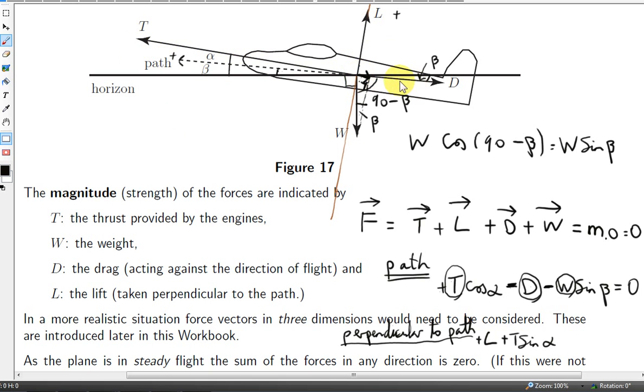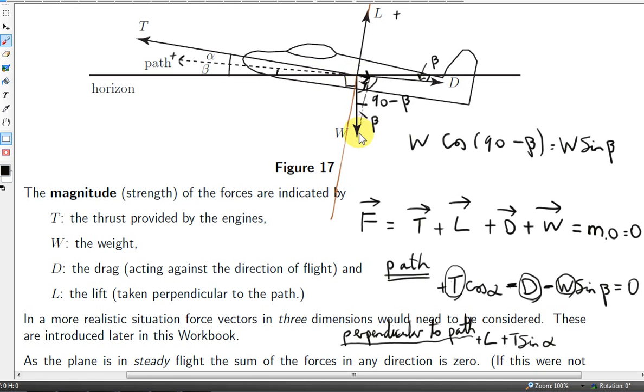Now what about the drag force D? Well, the drag force lies along the flight path. So it's perpendicular to this line here. So it's D cos 90 if you like, but the cos of 90 is 0, so it has no component perpendicular to the flight path.